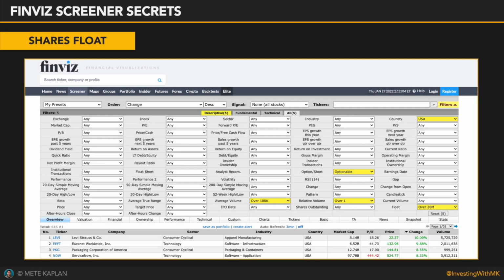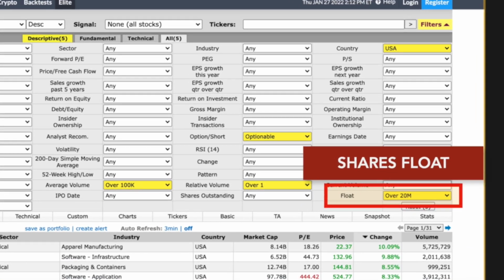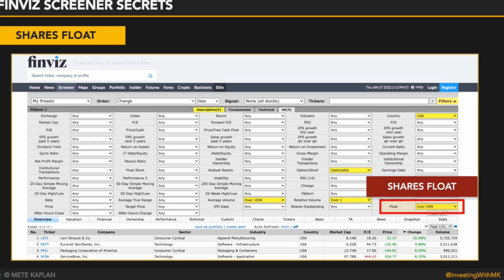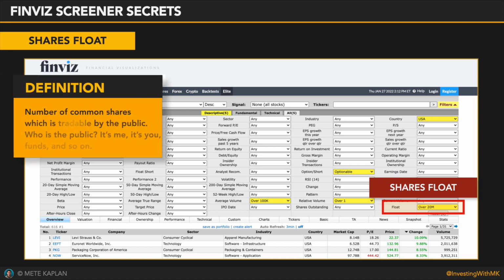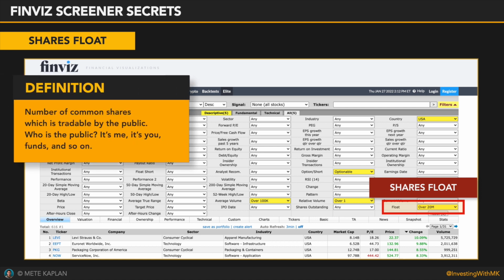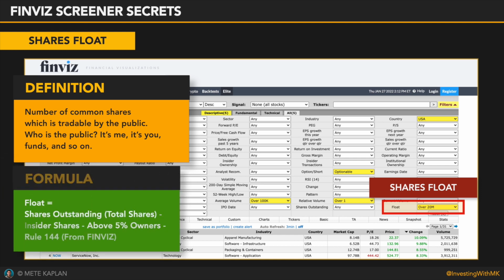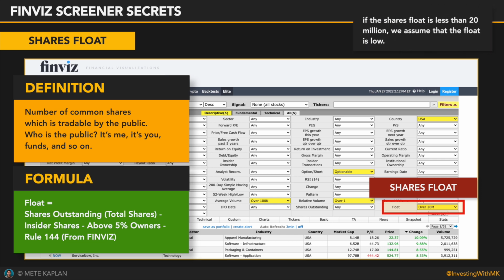Okay, float. Many beginner traders ignore the importance of shares float. So, what is it? It's simply the number of common shares which is tradable by the public. Who is the public? It's me, it's you, funds, and so on. The formula is simple, as you can see. You just deduct special shares from the shares outstanding, which represents all the available shares that exist in the world. The general assumption is, if the shares float is less than 20 million, we assume that the float is low.